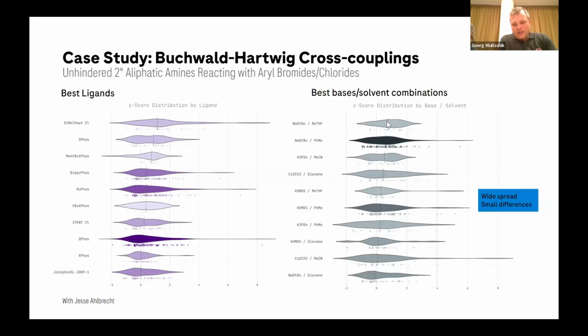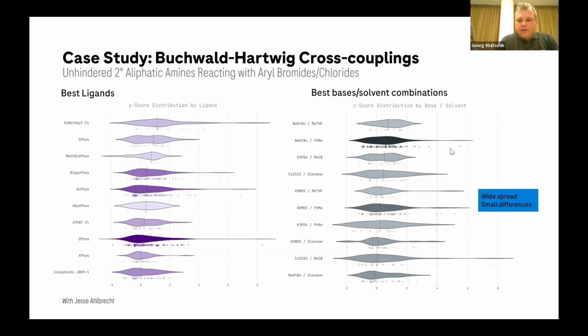But overall, you also see that the difference between the best base and the worst base is not that much. And it really shows you what a lot of people already would assume based on their experience. For Buchwald-Hartwig, the ligands really are the most important thing. You really want to be right with the ligand. If you're right with the ligand, the choice of base won't shift the picture too much anymore.